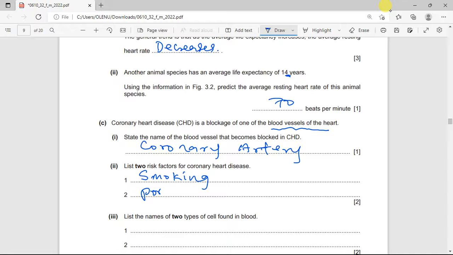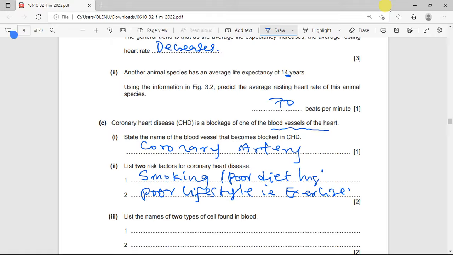Poor lifestyle, like when you don't exercise, or a sedentary life. Another thing can be poor diet, so when your food is high in cholesterol, just put fat there. Another thing that can cause coronary heart disease is when there is a lot of stress, so you need to rest.